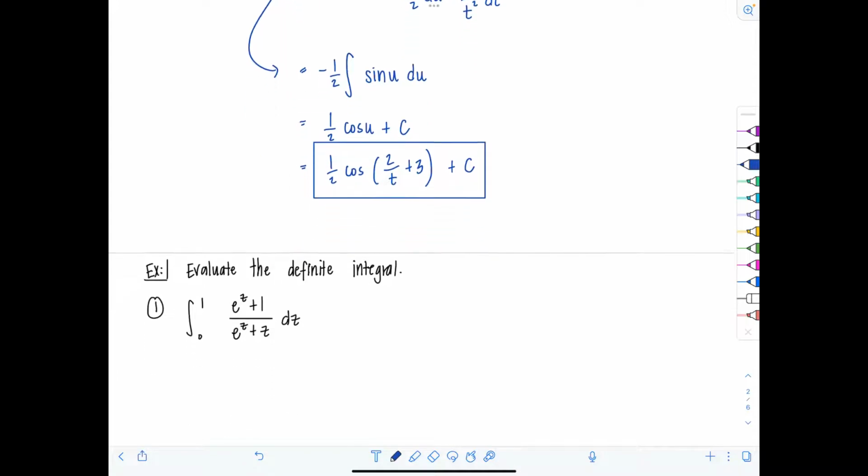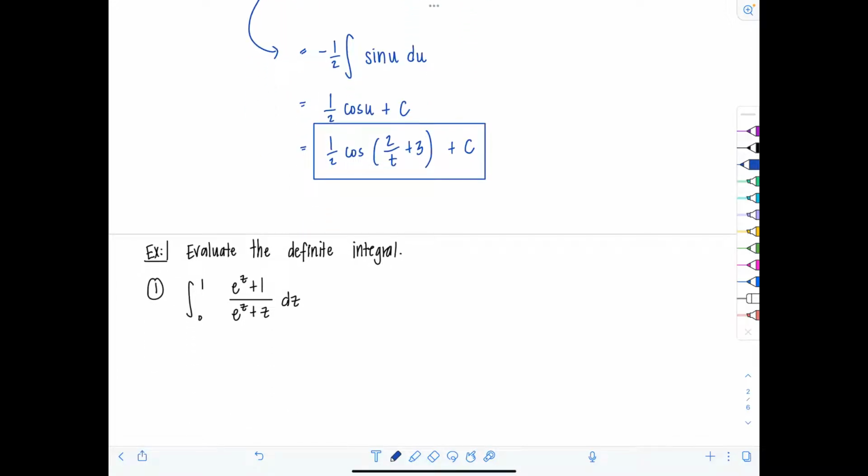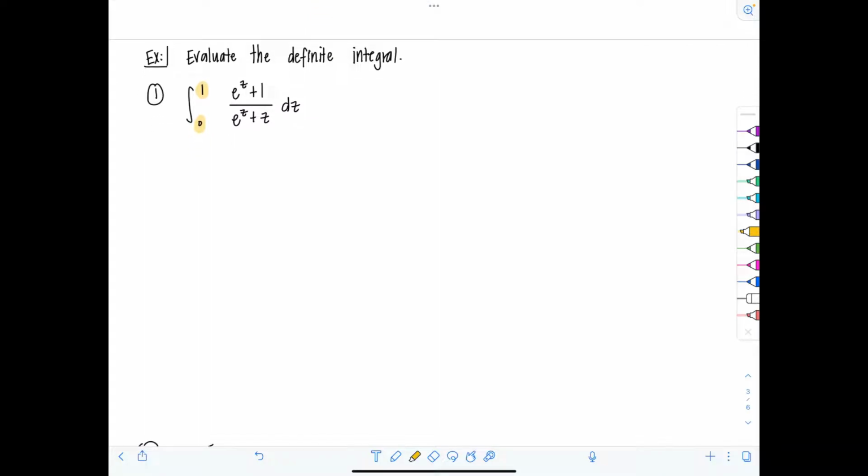Now let's work on some definite integrals, meaning they have limits of integration. So when we make our substitution, when we make our change of variables, we're going to change those limits too, okay? So first one, we have the definite integral from 0 to 1 of e to the z plus 1 over e to the z plus z dz. All right, so sometimes it's a little hard to figure out what to let u equal, and you just got to take a guess once in a blue moon.